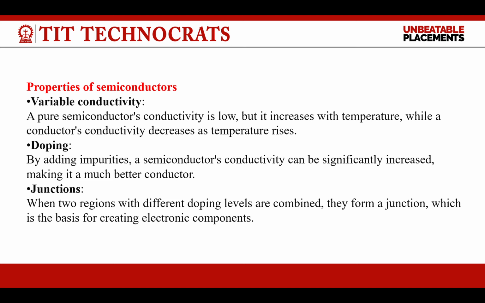The properties of semiconductors are: the first property we can define is variable conductivity, which is low, but it increases with temperature, while a conductor's conductivity decreases as temperature rises. The second one is doping. By adding impurities to the semiconductor, conductivity can be increased, making it a much better conductor. The third one is the junction. When two regions with different doping levels are combined, they form a junction, which is the basis for creating electronic equipment.